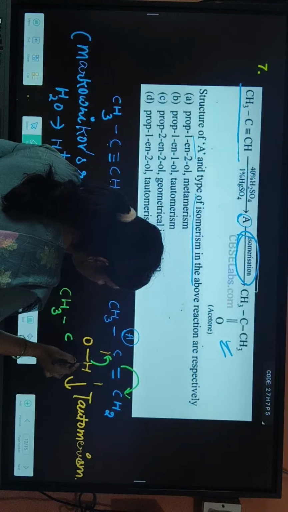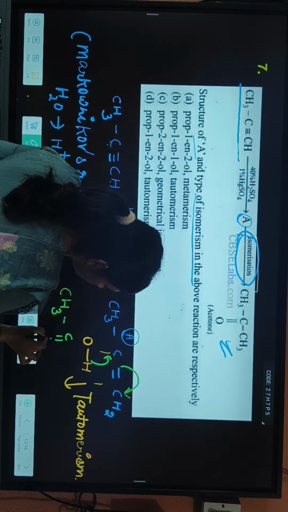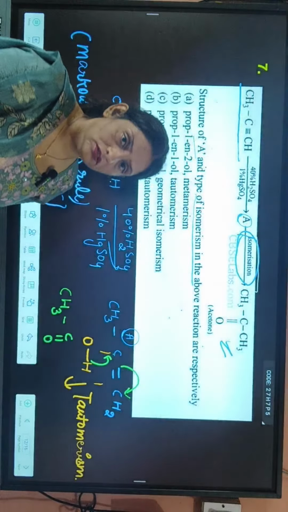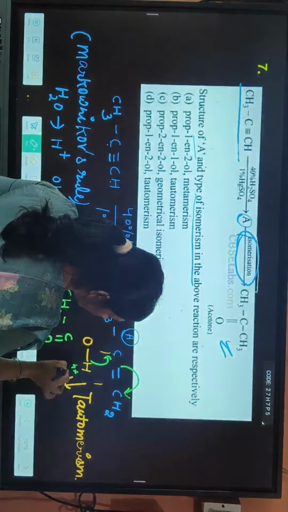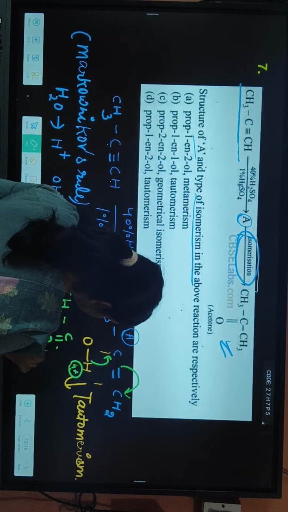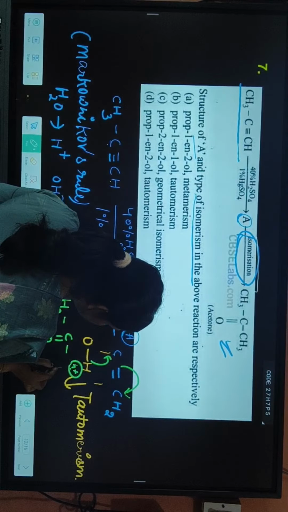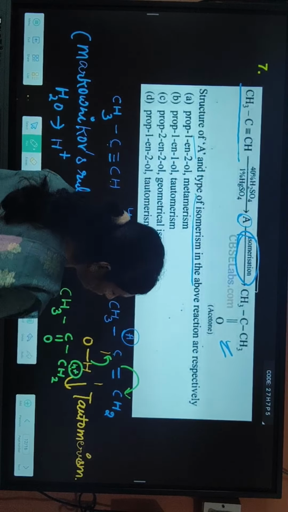See, this bond is shifting here. So carbon, double bond oxygen. From here we get H positive. Okay. Then this bond shifting here. So now single bond here only.